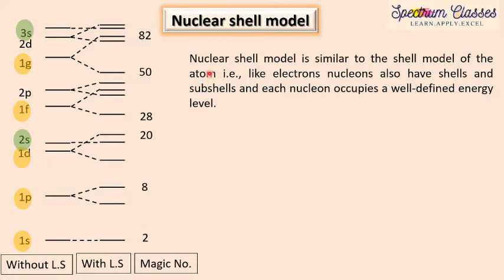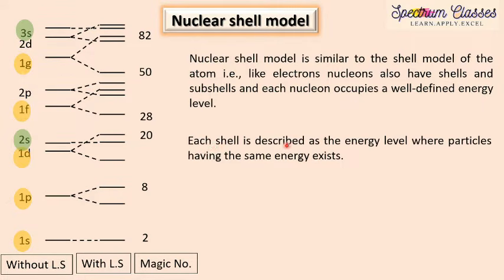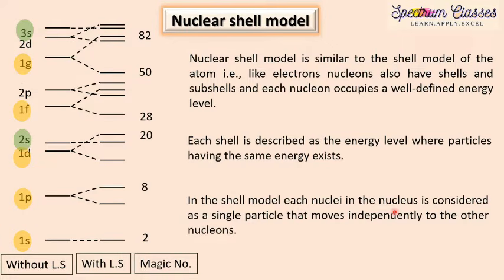Let's start with the nuclear shell model. Here the nuclear shell model is similar to the shell model of atoms, that is, like electrons, nucleons also have shells and subshells, and each nucleon occupies a well-defined energy level. Each shell is described as the energy level where particles having the same energy exist. In the shell model, each nucleon in the nucleus is considered as a single particle that moves independently of the other nucleons. So what does it mean? It means that a nucleon is confined to its own orbit, unperturbed by the other nucleons present in the nucleus.